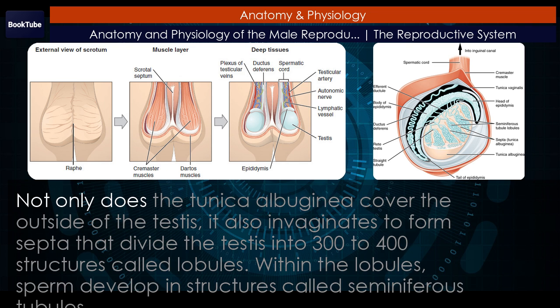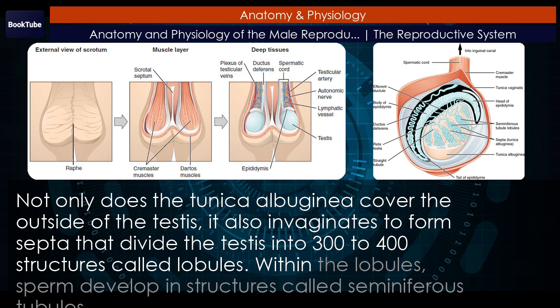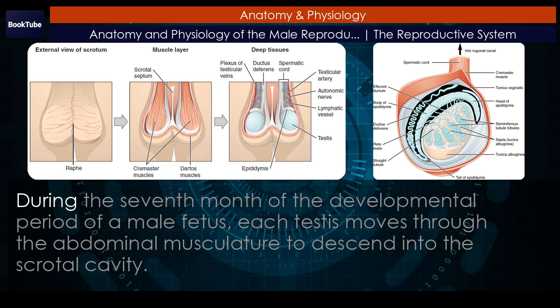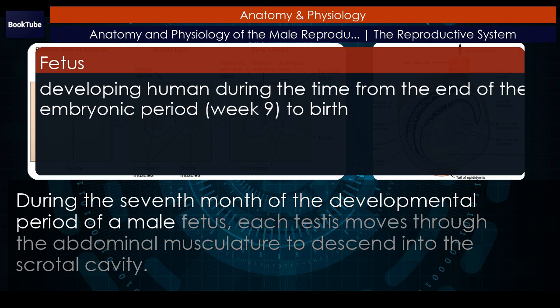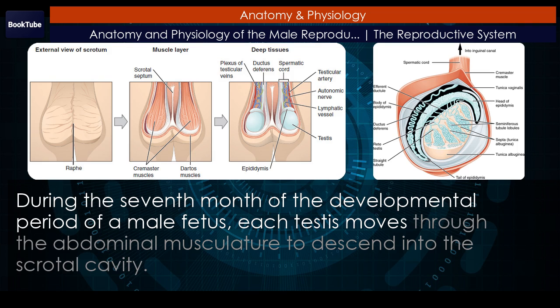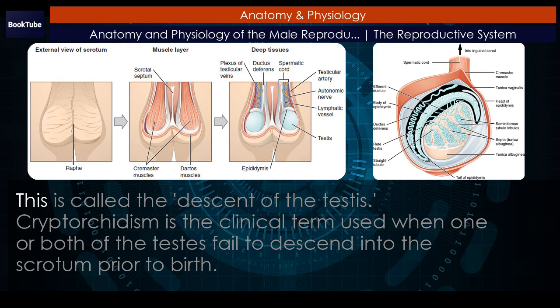Not only does the tunica albuginea cover the outside of the testis, it also invaginates to form septa that divide the testis into 300 to 400 structures called lobules. Within the lobules, sperm develop in structures called seminiferous tubules. During the 7th month of the developmental period of a male fetus, each testis moves through the abdominal musculature to descend into the scrotal cavity. This is called the descent of the testis.